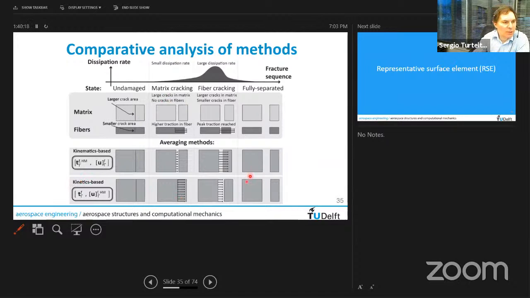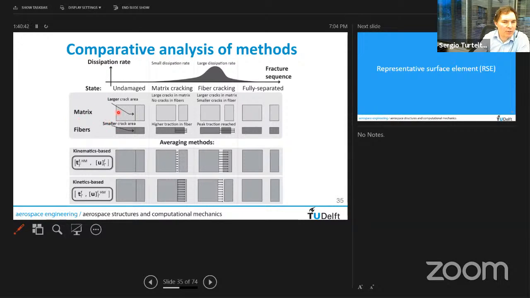What we try to do with this little diagram here is to give a little bit of ad hoc explanation as to why we get different results because we average one way or the other. And one of the big differences has to do with the fact that we have two main constituents in this case. So we have the matrix here and the fibers.